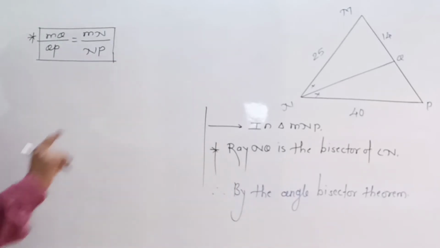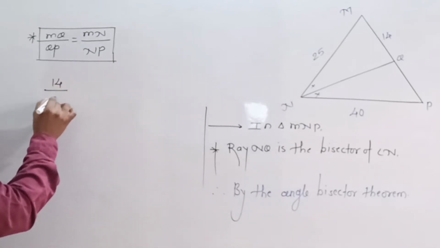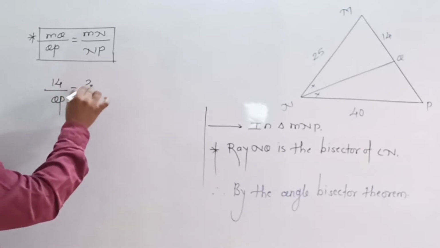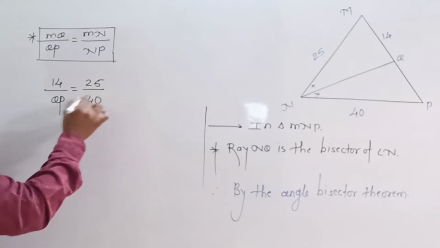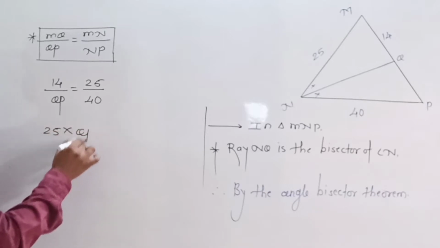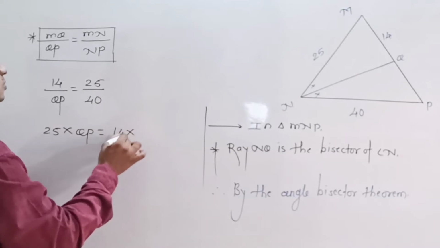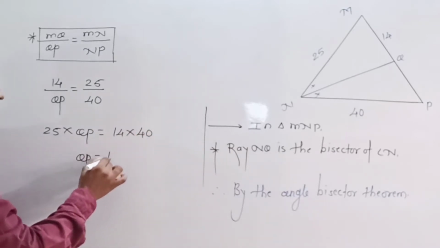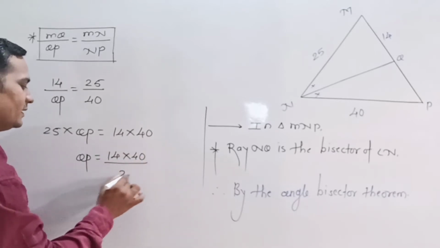So let's put down the values over there. MQ is 14 upon QP, we have to find out, so keep as it is. MN is 25 upon NP is 40. So by cross multiplication, 25 into QP is equal to 14 into 40. So QP is equal to 14 into 40 upon 25.